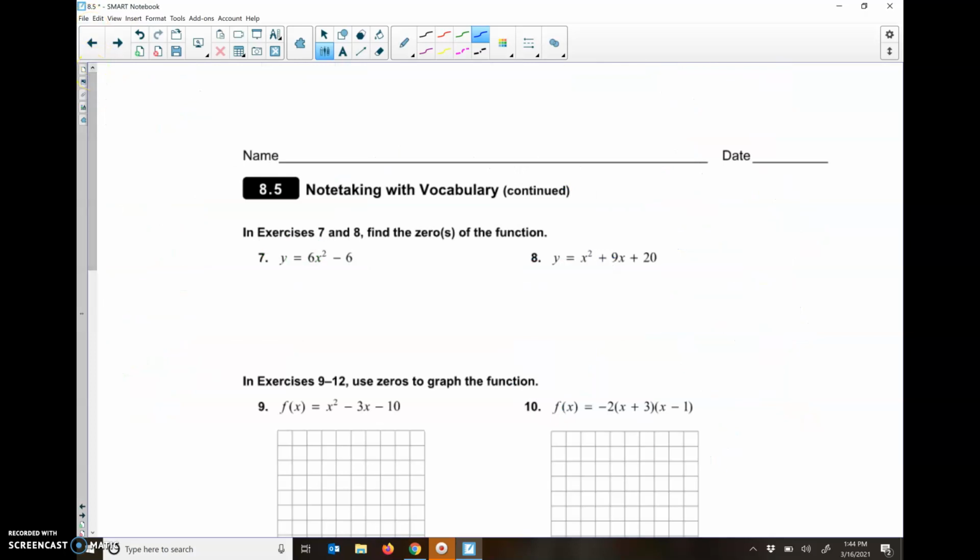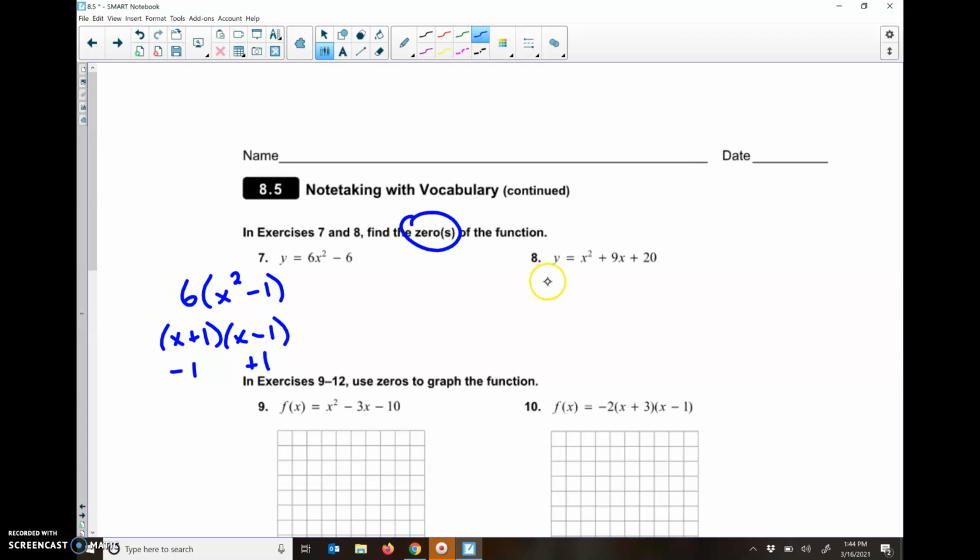Okay. Here, kind of the same thing. We need to find the zeros. So we just need to find those intercepts, basically. When they say zeros, that's kind of just the same thing as intercepts. So I have a 6 that I can pull out. So then once I factor this, x plus 1, x minus 1, your zeros are negative 1 and positive 1. That'll make your graph equal 0.